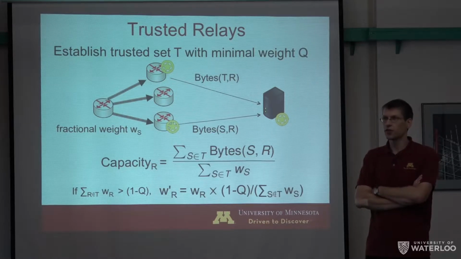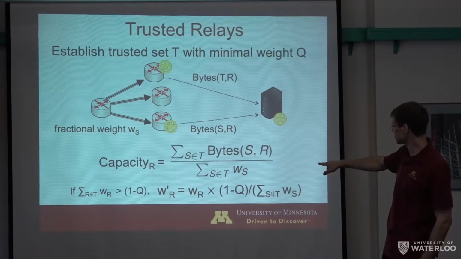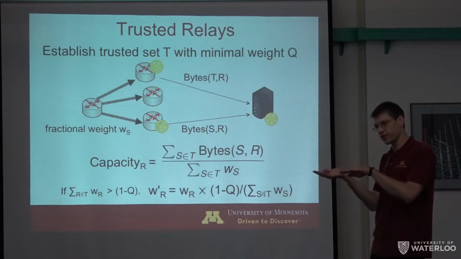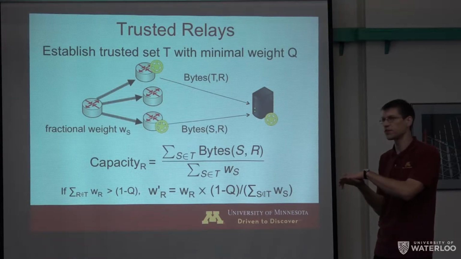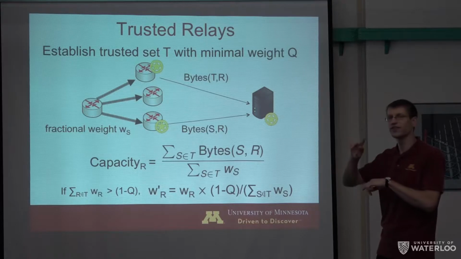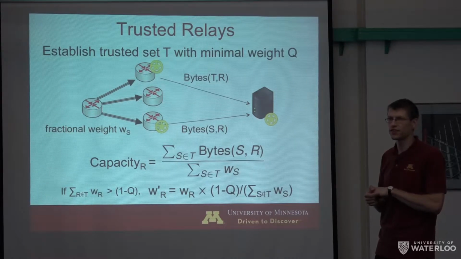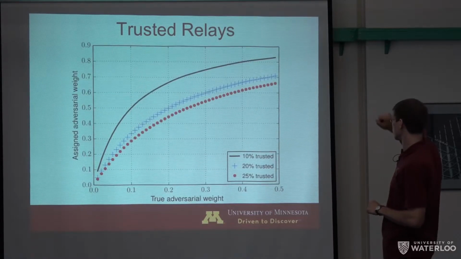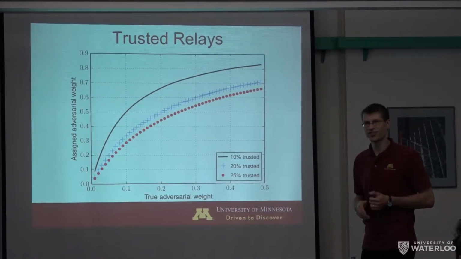Well, the penalty is not that much, right? If you assume that the trusted set is, say, 15%, then everybody else gets multiplied by 1 over 0.85, or the other way around, 0.85, right? So there's not that much deflation. But it bounds how big the assigned adversarial weight can be. It's not a great bound, but it's something.